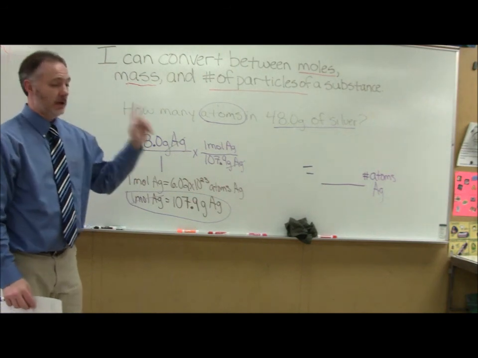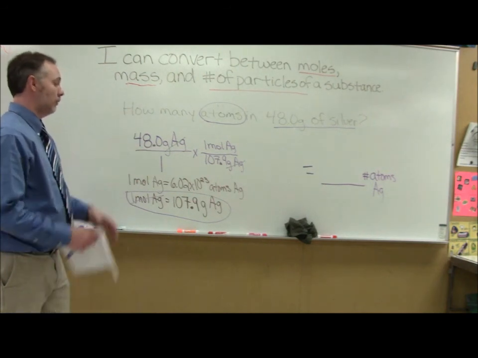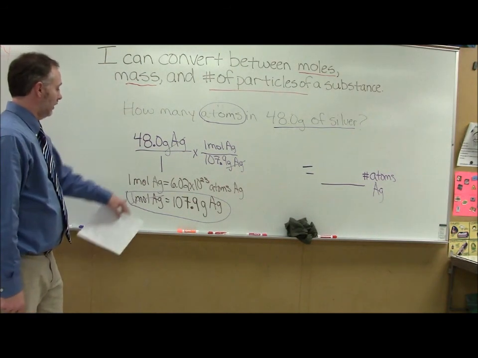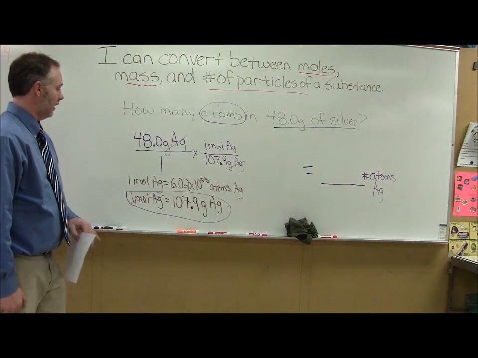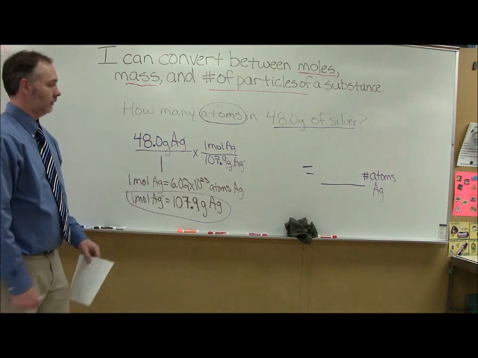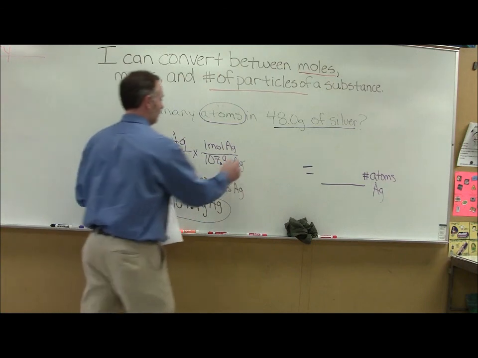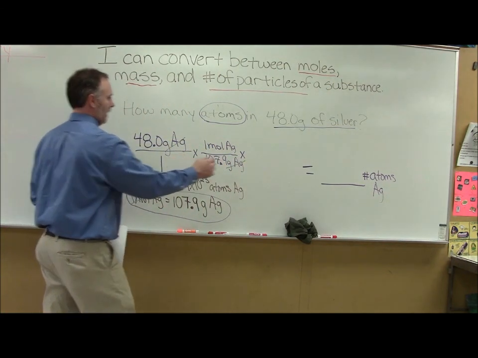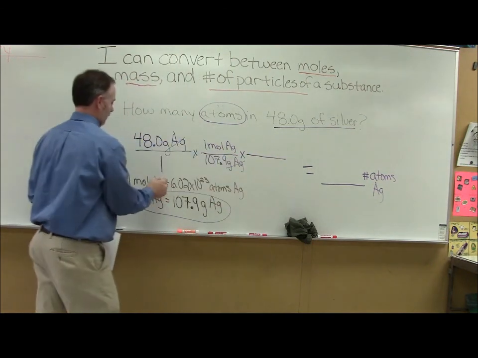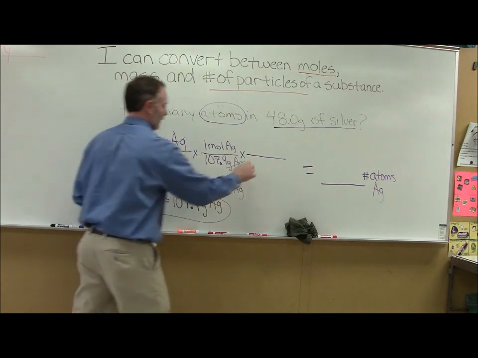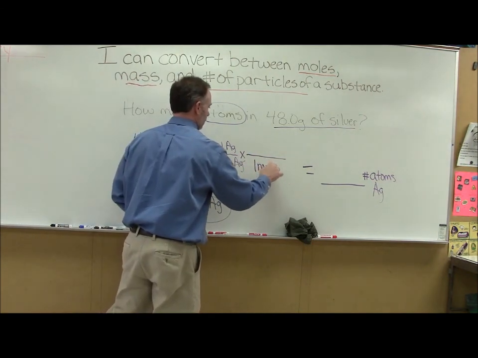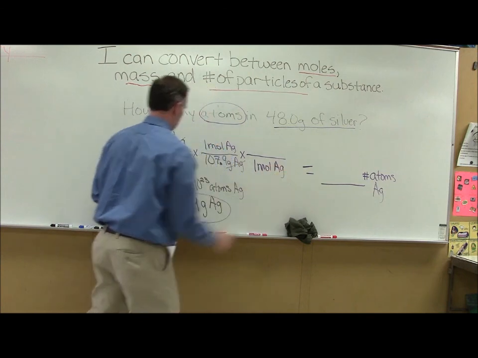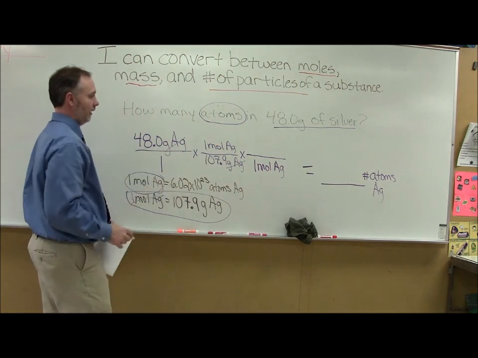I want to figure out how many atoms there are. So I've got one more step to do, and it's excellent because I have moles of silver and atoms of silver, and that's what I've got to fix. So this side of the equation goes on the bottom, to cancel out that. And then your other side goes on top.